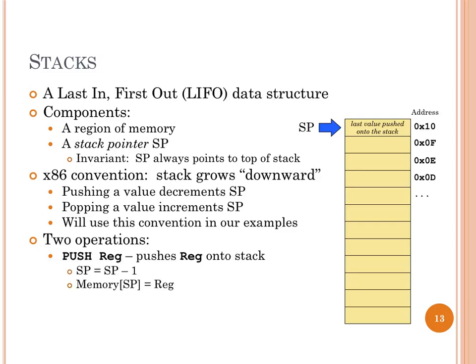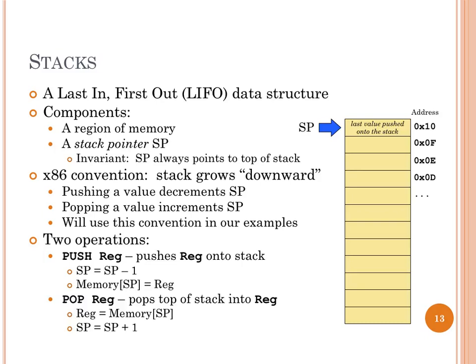Okay, so two operations. We have push. We're going to get 2 new instructions. It's really exciting. It's just like Christmas every day in CS24. So push register. Whatever the contents of that register is, that's pushed onto the stack. So notice the sequence of operations. SP is pointing to the top of the stack. It's the last thing that was pushed on there. So we have to decrement SP, and then we can store the value there. So decrement and then store. And now SP points at the new top of the stack.